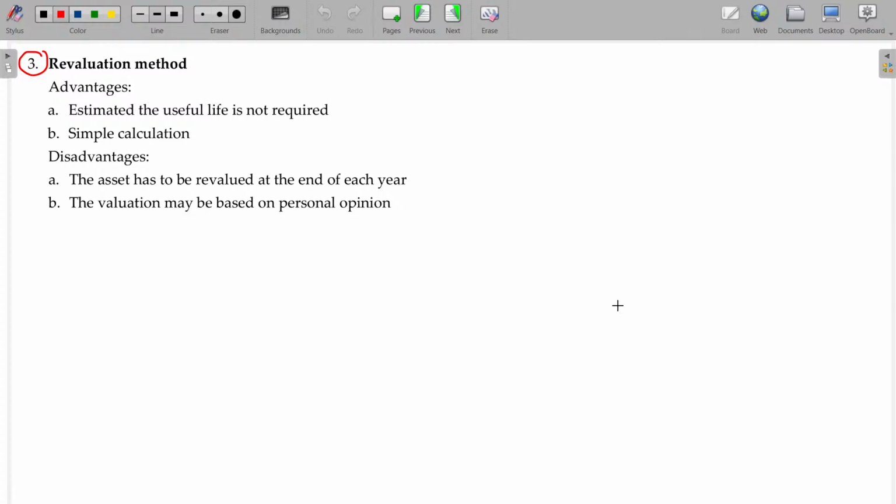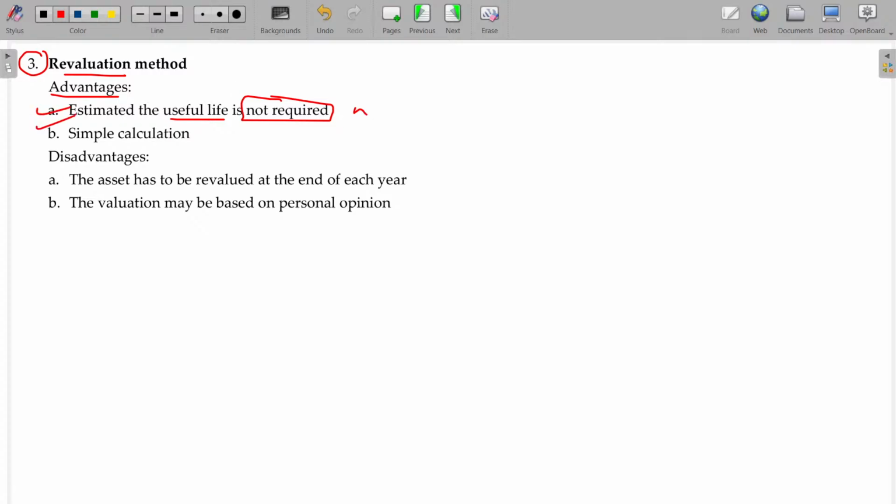The last method is the revaluation method. The revaluation method is suitable for small value items, probably small stationery, nuts, bolts and all, which you cannot value individually. And it may be very easy. Advantages: the estimated useful life is not required. You cannot estimate it, and you don't need to worry about the life here.